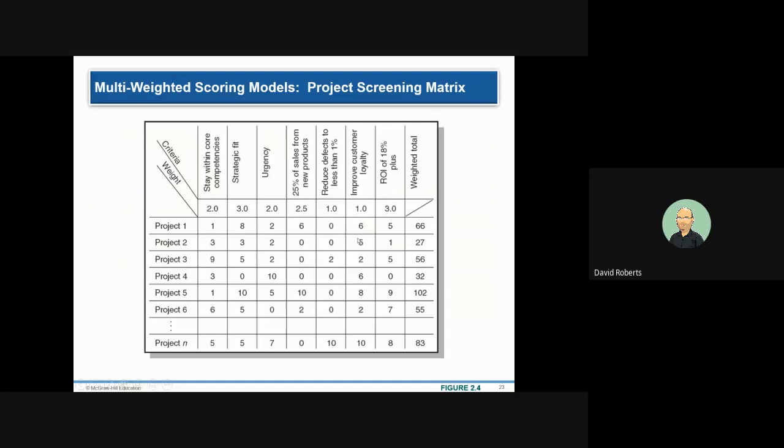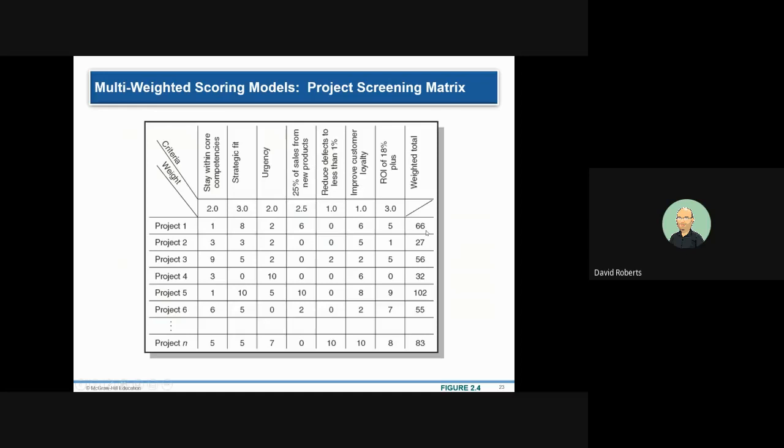Here's a weighted model where you take the weight and multiply it by the score. Usually the scores, as you can see in this case, in the matrix portion are scored from 0 to 10. A lot of thought and effort is put into the various weights, which will usually add up to, in this case, 100%. So in project one, you take the 2.0 multiplied by 1, then add it to 3.0 multiplied by 8 to get 24. You take the row at the top where it says the weight, multiply it by the row of the project, and sum it up.